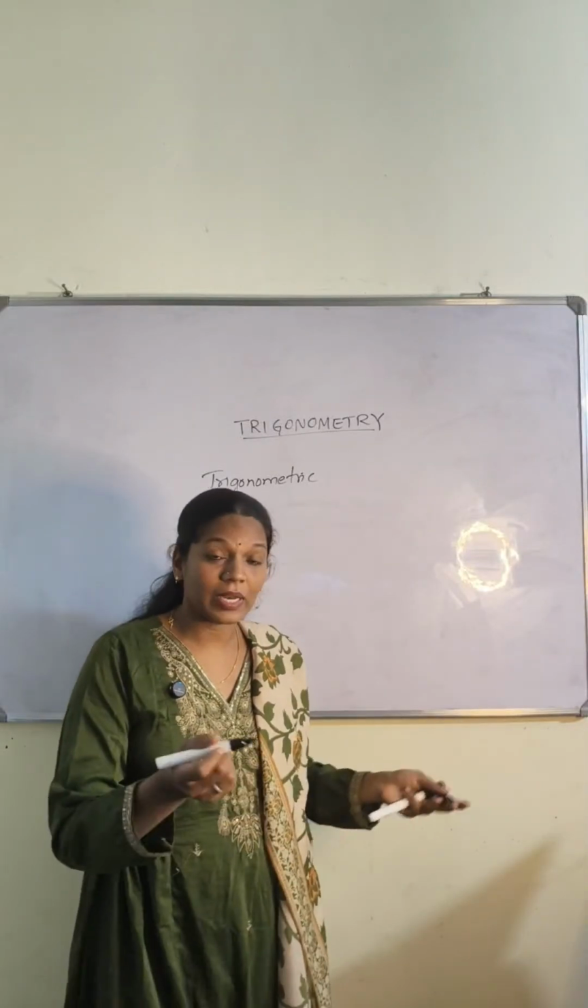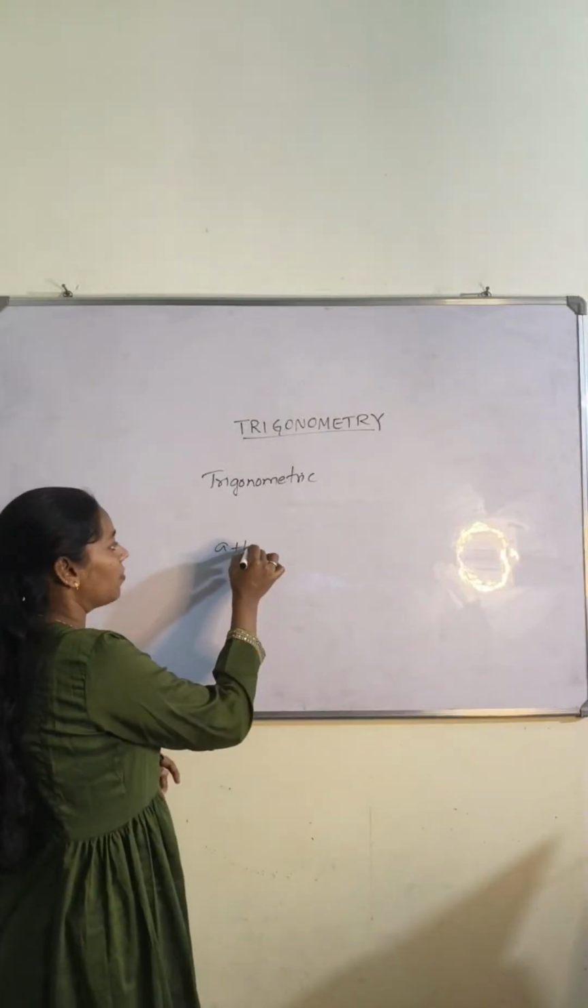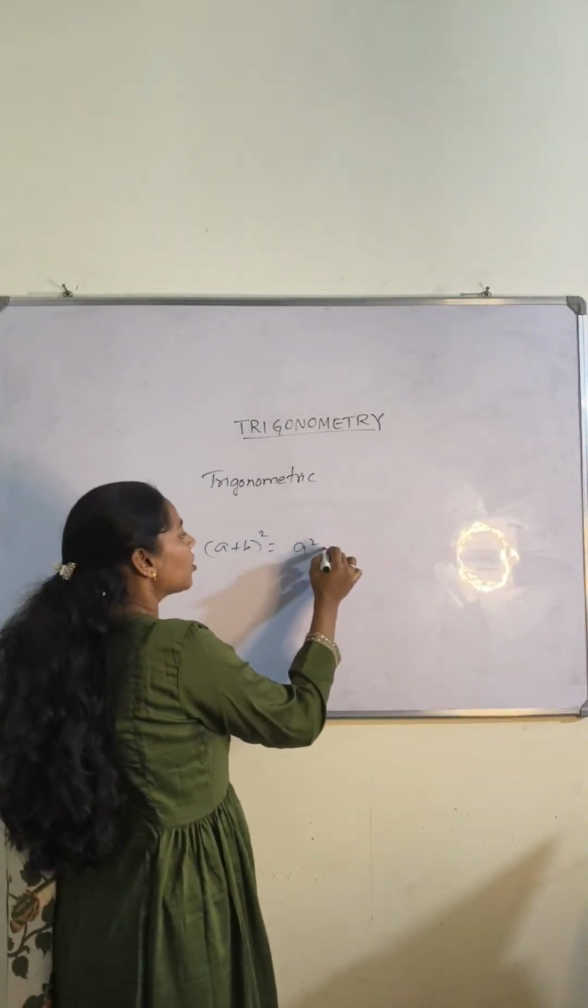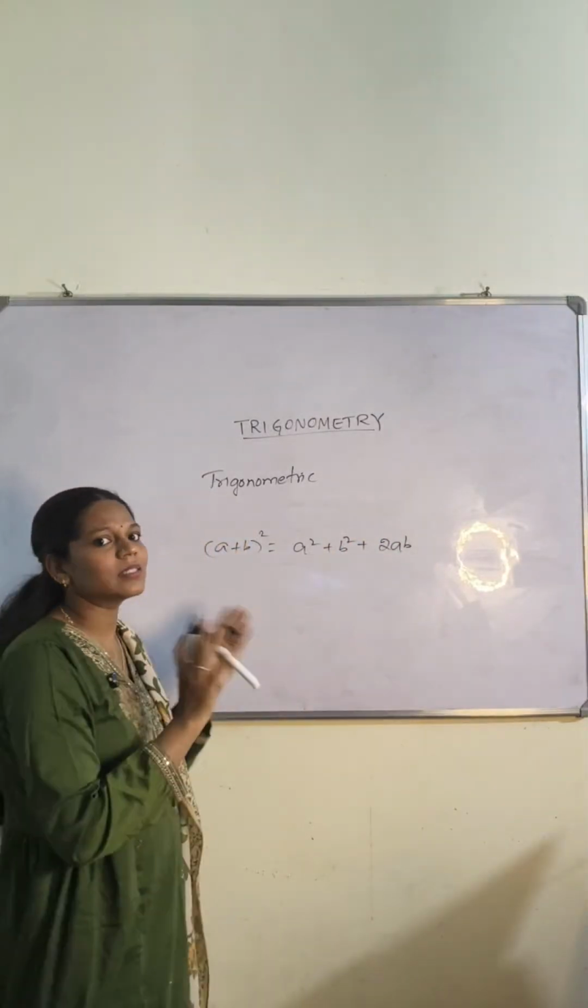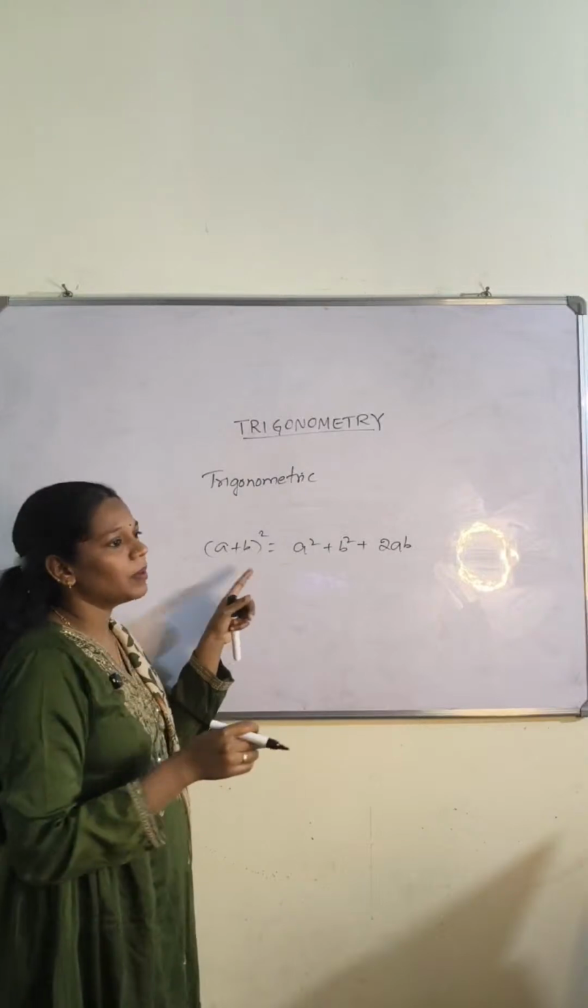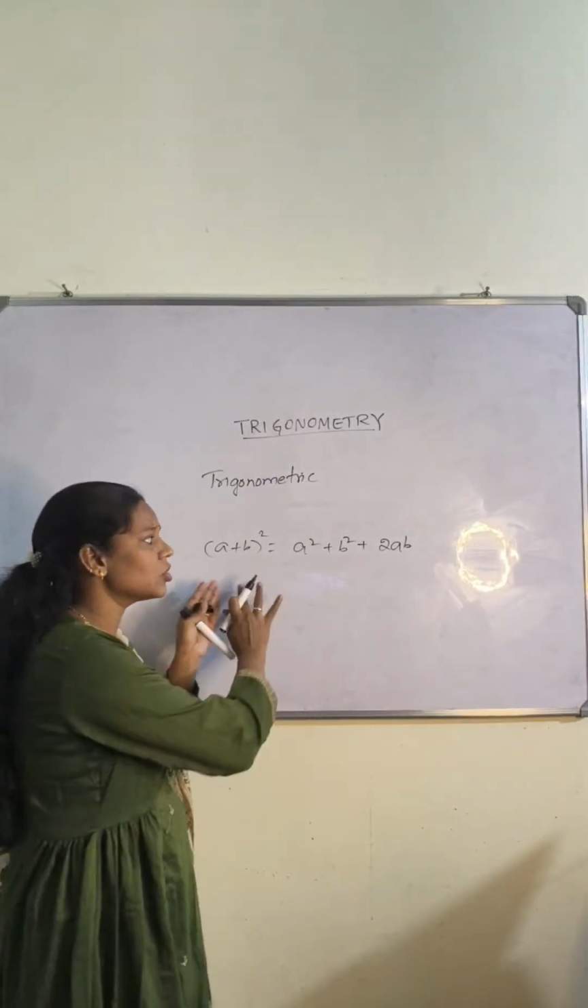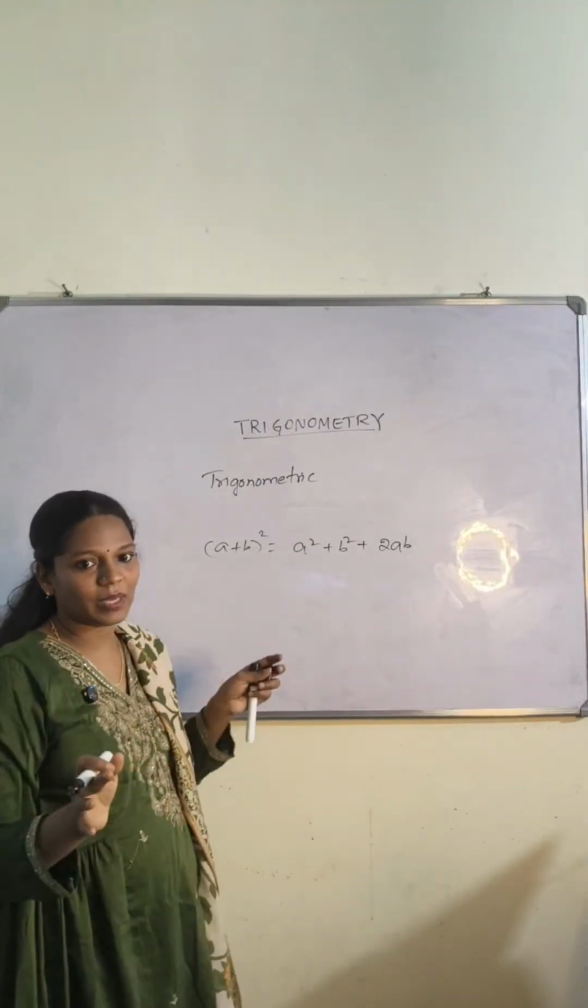For example, (a plus b) whole square is equal to a square plus b square plus 2ab. As this is known to everybody, let me take this example. If I substitute a, b values, any value, this is true for any values of a and b.